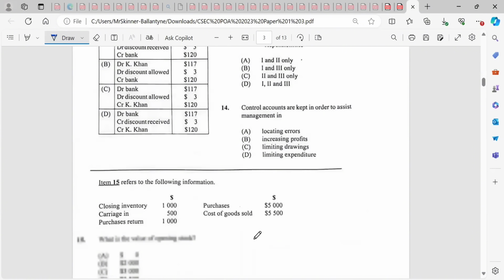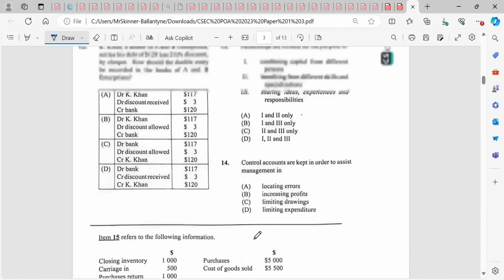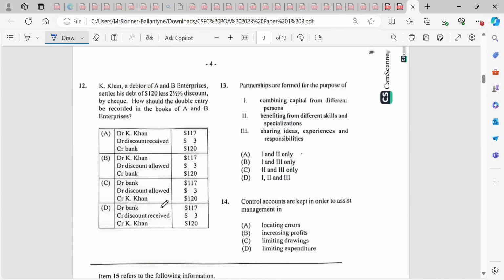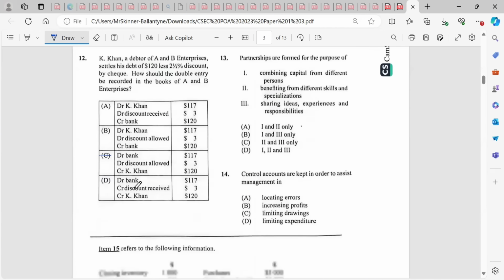Number 12, the most famous accounting question. The answer is C. You debit the bank the amount of money you got, which will be 120 minus the discount, so 117. You debit the discount allowed the $3, and then you credit the customer the full amount. Everybody knows the answer.